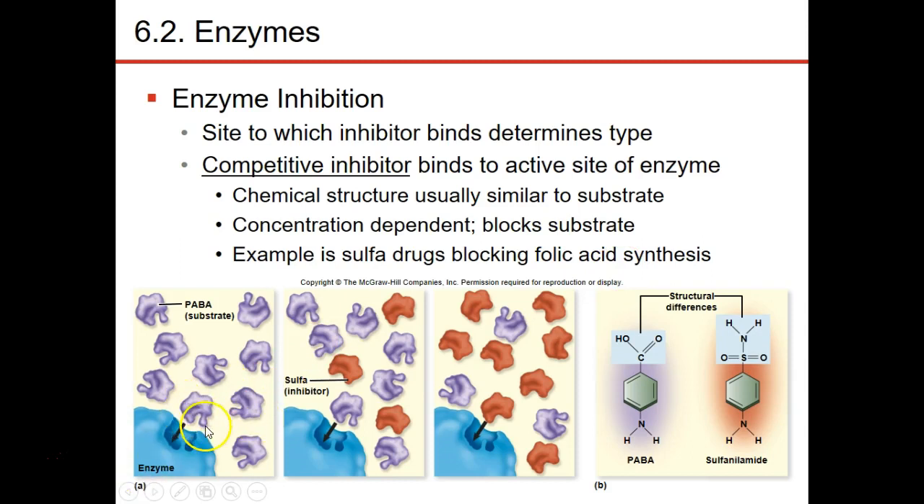And so here we have this PABA substrate that normally will bind, but when the sulfa drug binds instead, the PABA can no longer bind. And so it blocks that pathway, and you're no longer producing the folic acid needed for the bacteria.